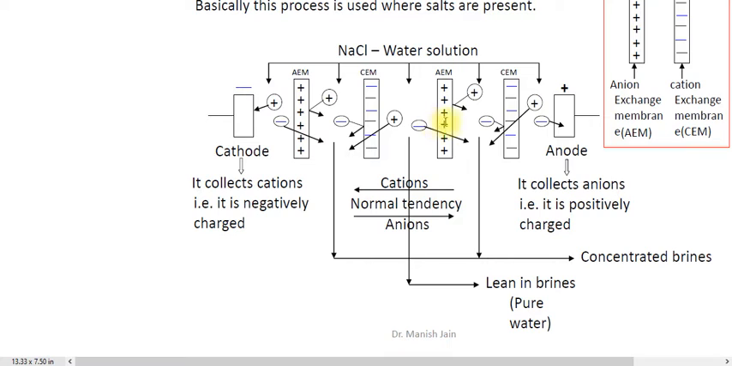So in between you have the pairs of membrane. You have to carefully situate the membranes in this way: AEM, that is the anion exchange membrane, then CEM, that is the cation exchange membrane, then again AEM, the anion exchange membrane, then again CEM, the cation exchange membrane. Now you have to fill these chambers with the NaCl solution.